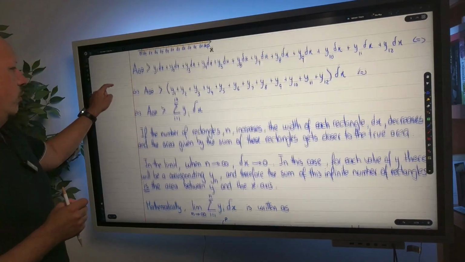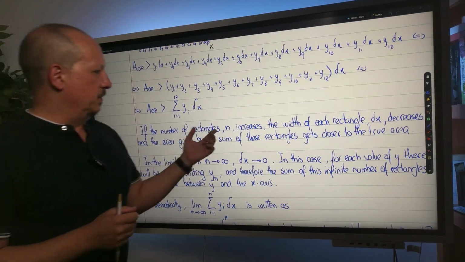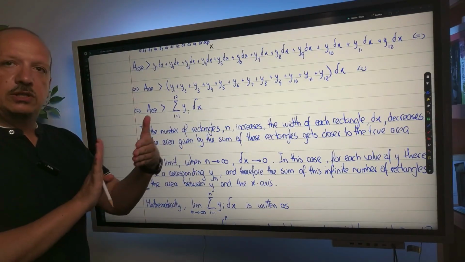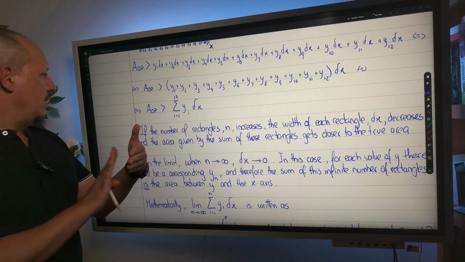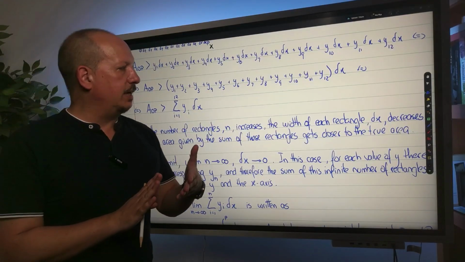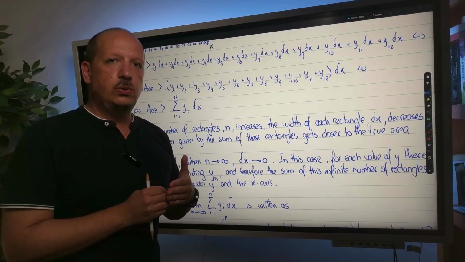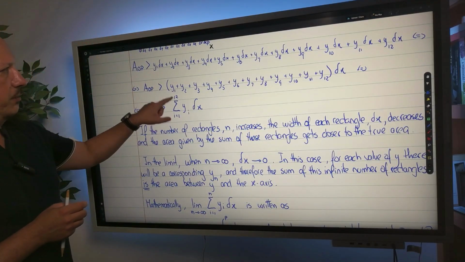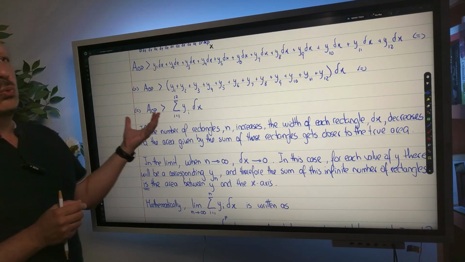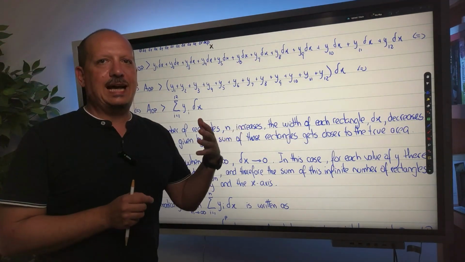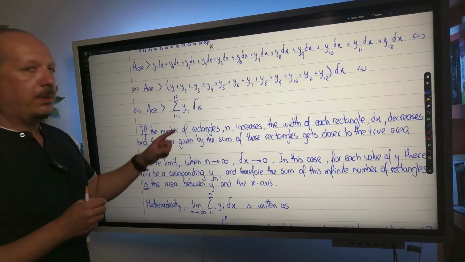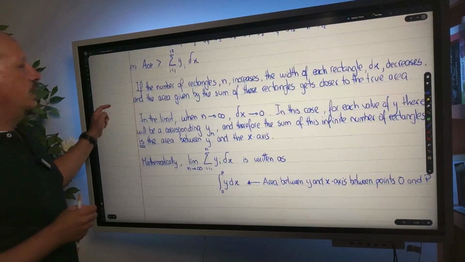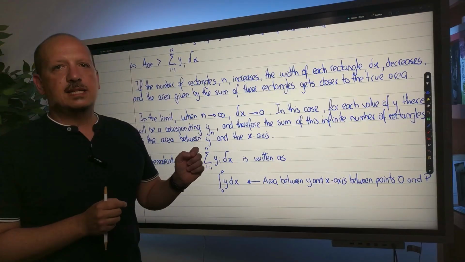As I mentioned before, if the number of rectangles n increases, the width of each rectangle, delta x, will decrease, right? And the area given by the sum of these rectangles gets closer to the true area. And this is the part where we are leaving this symbol over here. We are leaving what we learned before about adding stuff and go to the part of integration, because now we are going to use the idea of limits again.